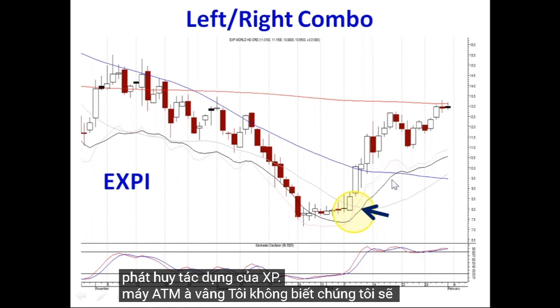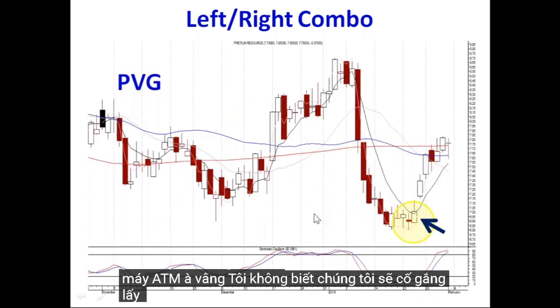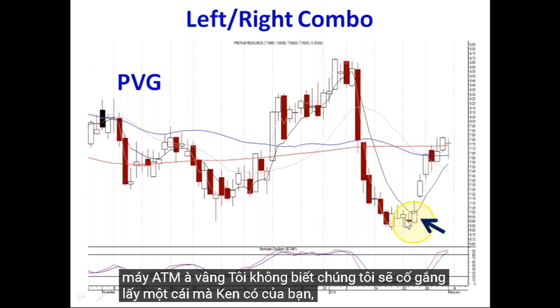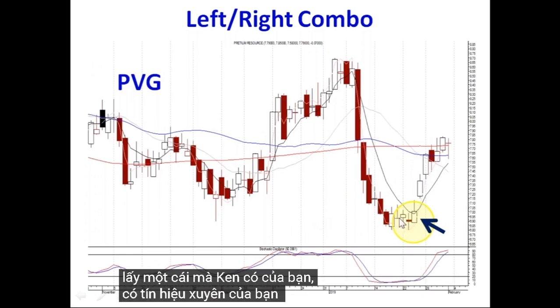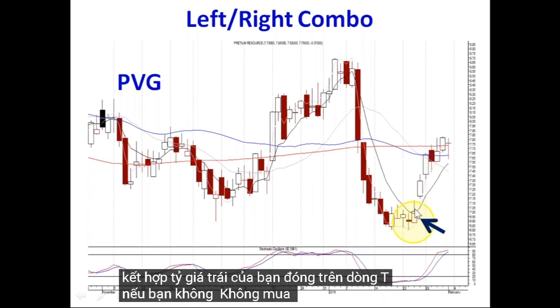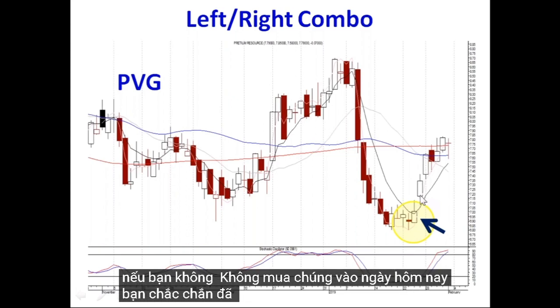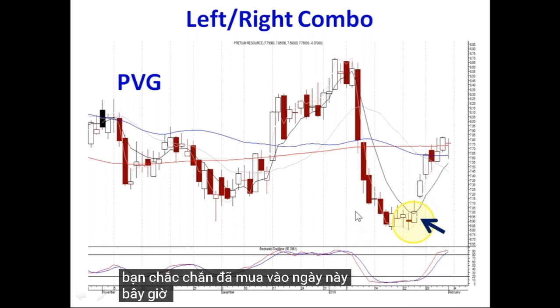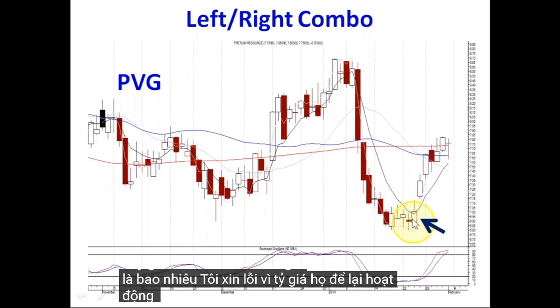I don't know. We'll try to get to one that does. Again, there's your piercing signal. Didn't confirm. Then you had your left-right combo that closed above the T-line. If you weren't buying on this day, you definitely were buying on this day. Now, what are the probabilities of the T-line, I'm sorry, the left-right working?